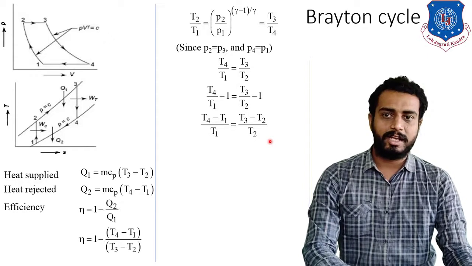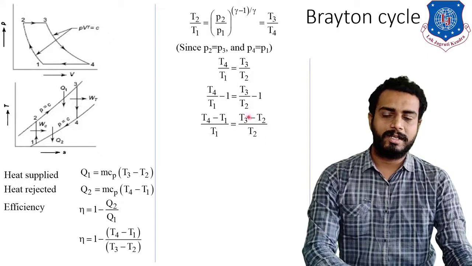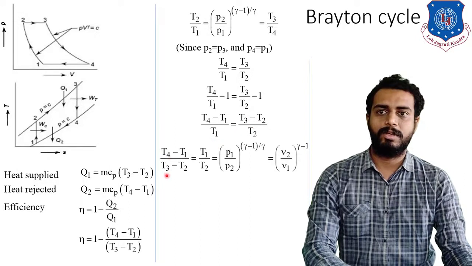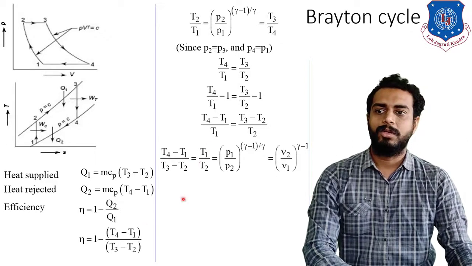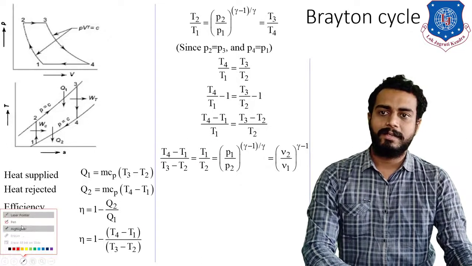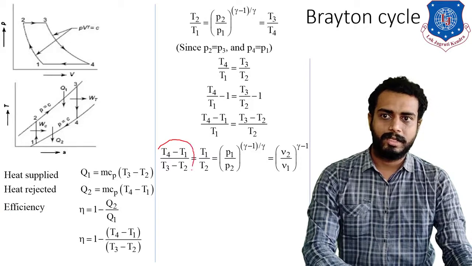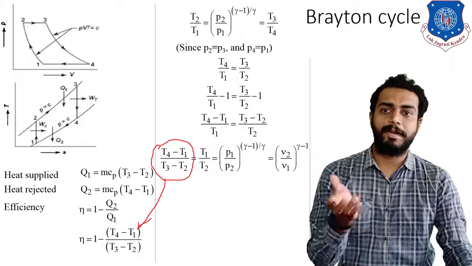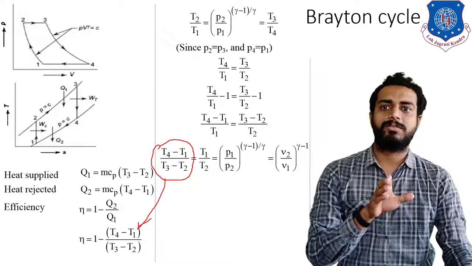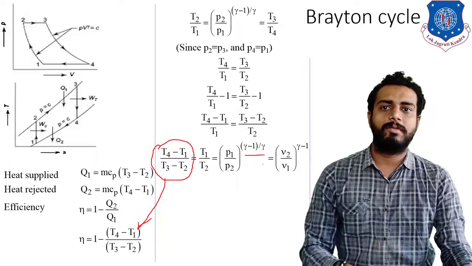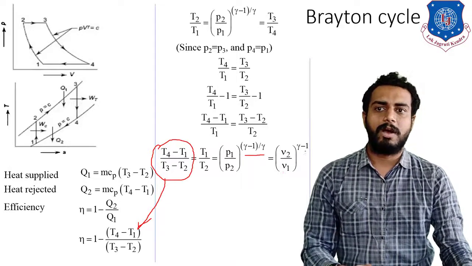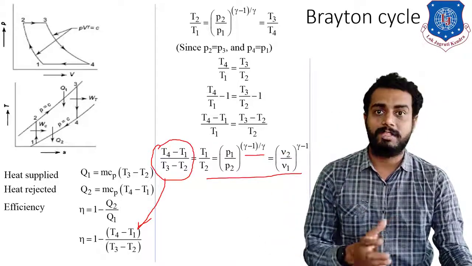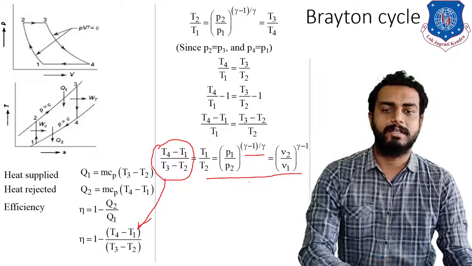Okay, so rearrange the terms. I will take T3 minus T2 to the other side of the equal to sign. So (T4 minus T1) divided by (T3 minus T2) is equal to T1 by T2. So here you can appreciate, students, that this whole term is nothing but what is written over here, right? So that is equal to T1 by T2, which in pressure form is equal to (P1 by P2) raised to (gamma minus 1) upon gamma, and in volume form equal to (V2 by V1) raised to (gamma minus 1). Sir, how can you write this? Observe and recall the PVT correlation for any reversible adiabatic process.